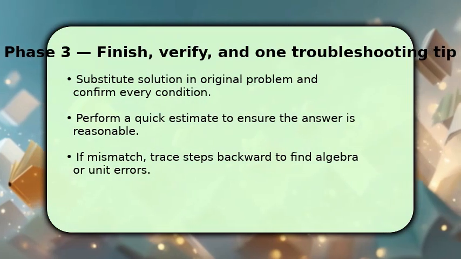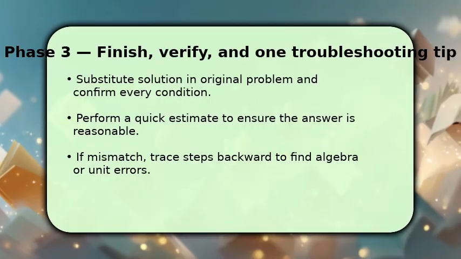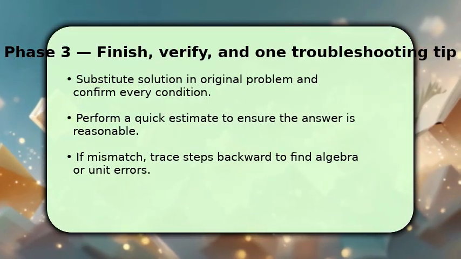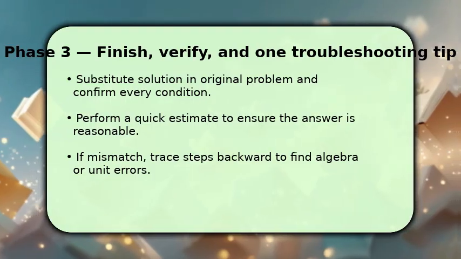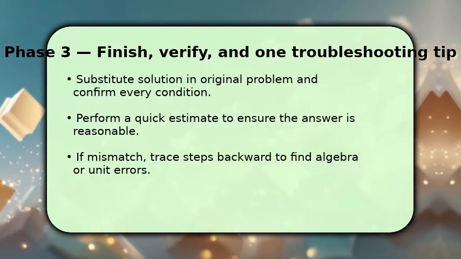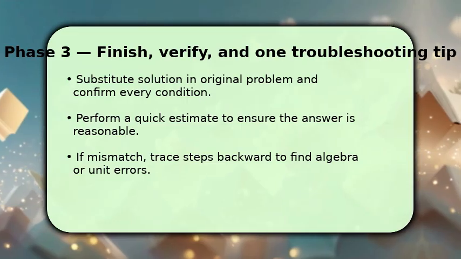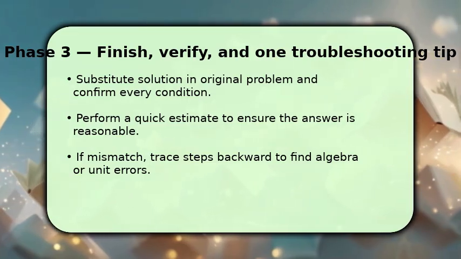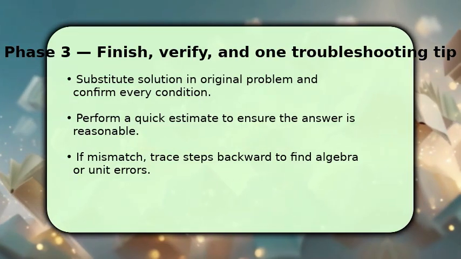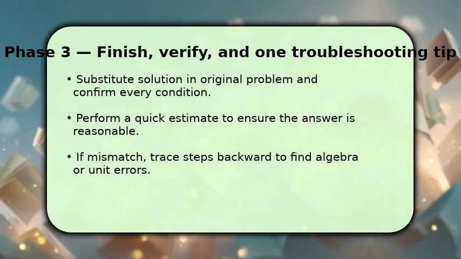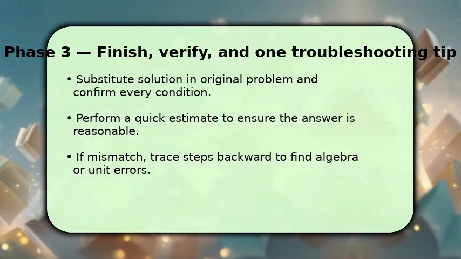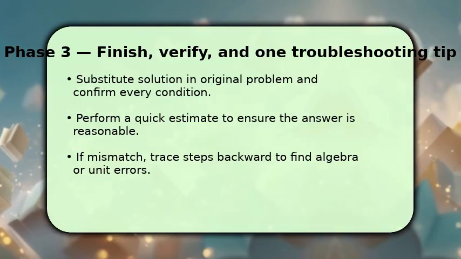You finish by substituting your result into the original wording, verify every condition and unit one more time. Then perform a quick estimate, round numbers and check magnitudes to ensure the answer is reasonable. If something fails, don't redo everything. Retrace the last algebraic step and unit conversion you performed, because most mistakes come from sign errors or misconverted units.